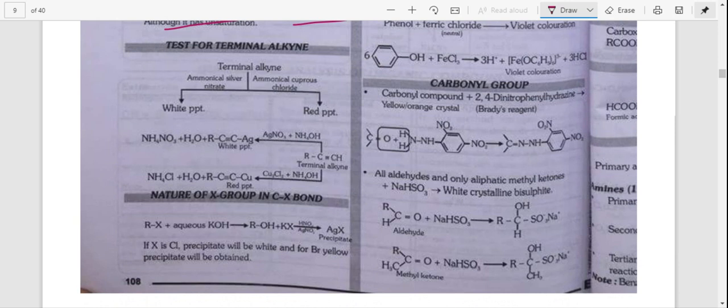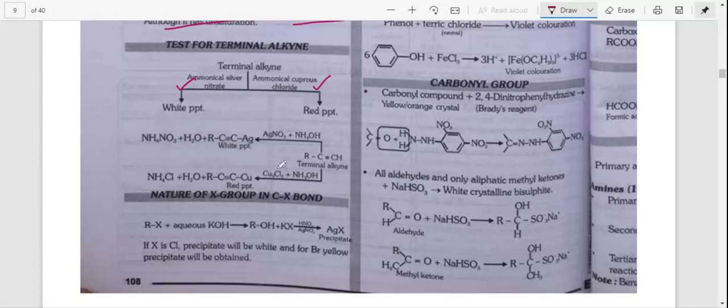Next, test for terminal alkyne. The terminal alkyne we can distinguish, where alkyne means triple bonded compound, by using ammoniacal silver nitrate solution and ammoniacal cuprous chloride. Ammoniacal silver nitrate solution is AgNO3 plus NH4OH. This is the ammoniacal silver nitrate solution. Ammoniacal cuprous chloride is NH4OH plus CuCl2.